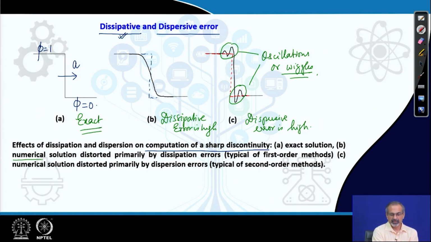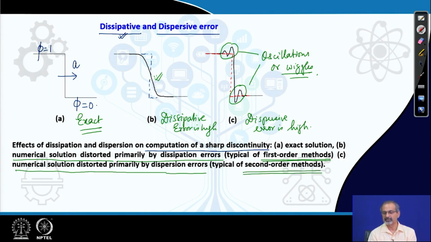Now, numerical solutions which are distorted primarily by dissipation errors are first order accurate methods. That means, first order accurate methods suffer from this issue, that they damp sharp gradients. Numerical solutions distorted primarily by dispersion errors are typically of second order accurate methods. So, second order accurate methods suffer from these kind of oscillations.